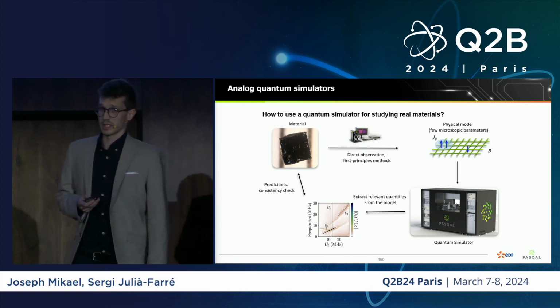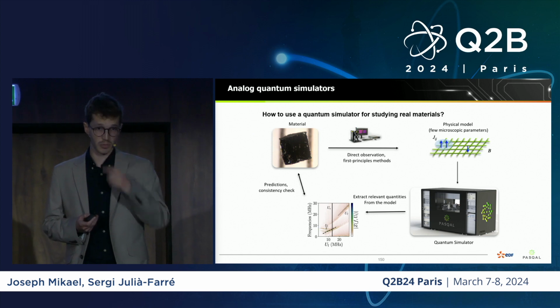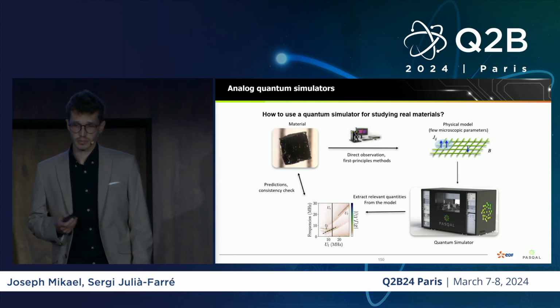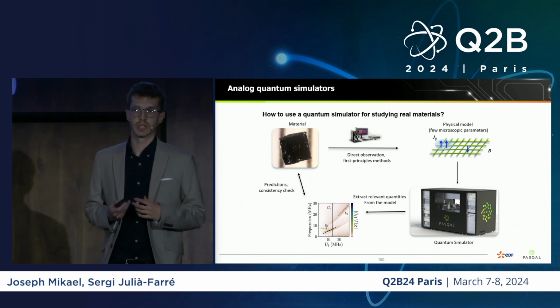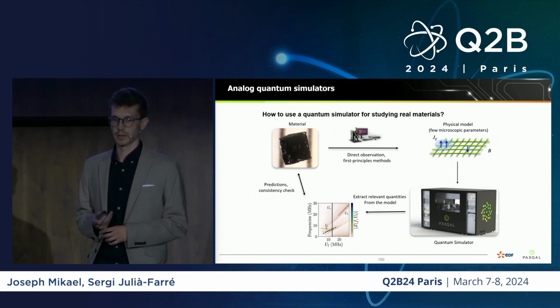So let me first remind you of the general loop that we have in mind when we talk about analog quantum simulation. The ultimate goal is to study a real material. And for that, we need different steps. First of all, of course, we need to get to a simplified model that we can treat, that depends on a few microscopic parameters.